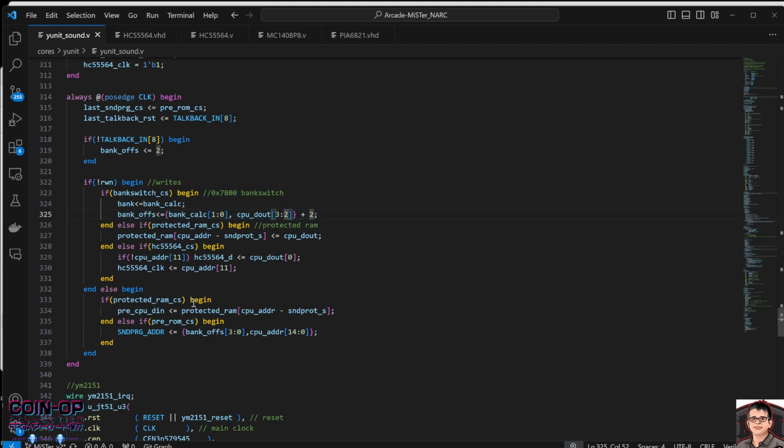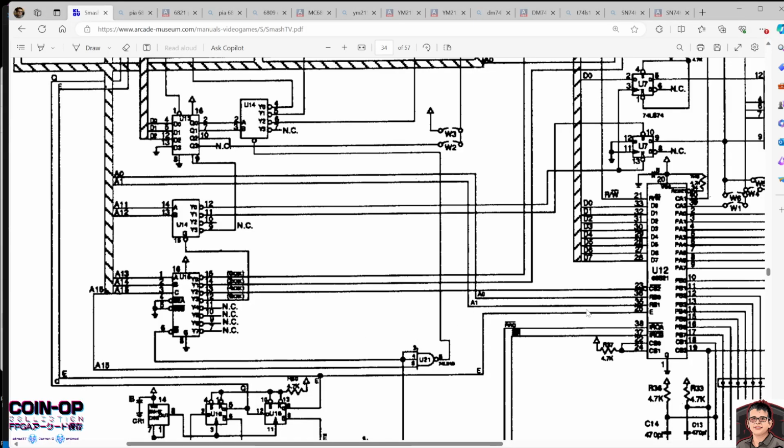Okay. And then the HC55564 works kind of weirdly. What happens is, if the address is low on 11, then that's when it actually reads the data out. However, if it's not, then it will go ahead and clock it high. So actually, it's a software-driven clock. It's better to explain this on the schematic.